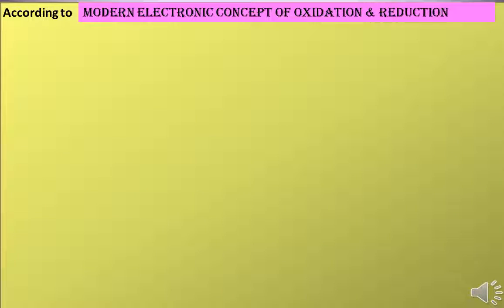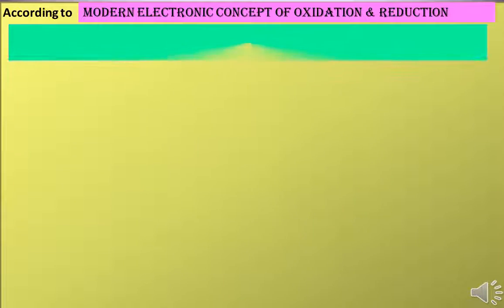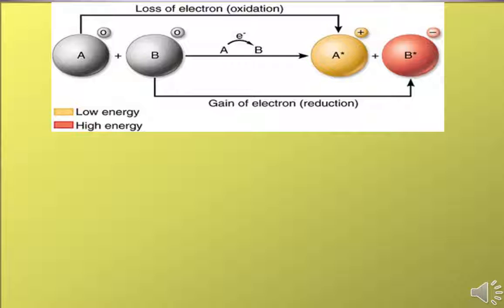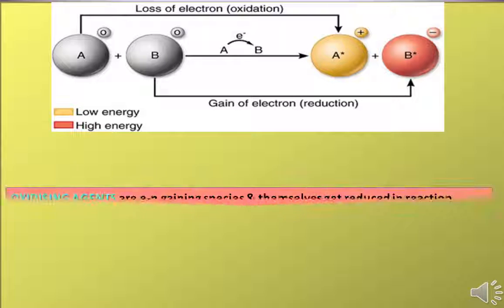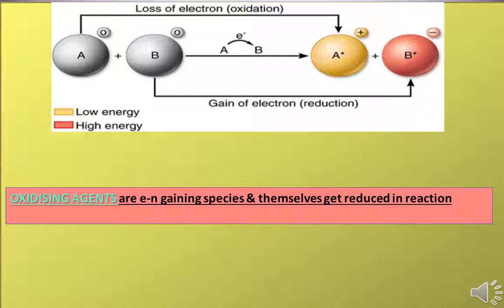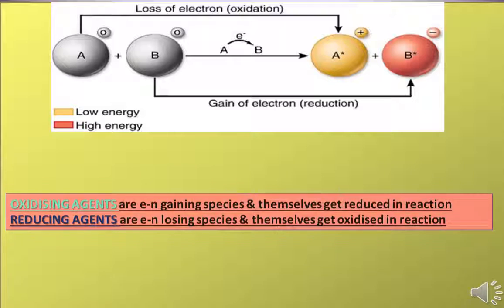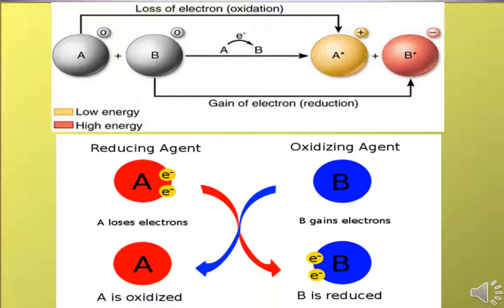Now, according to the modern electronic concept of the redox reaction, in oxidation an atom or ion loses one or more electrons, and in reduction an atom or ion gains one or more electrons. So you can have a look at this picture. We can conclude that oxidizing agents are electron gaining species and get reduced in the reaction, while reducing agents are electron losing species and get oxidized in the reaction. You can have a look at this picture.